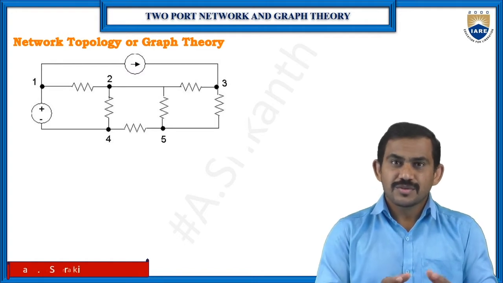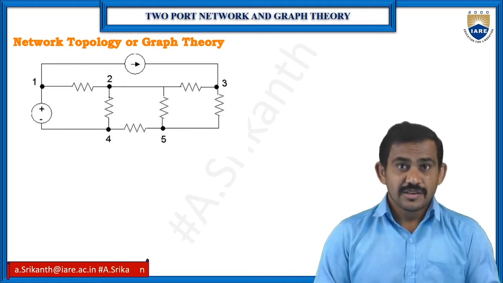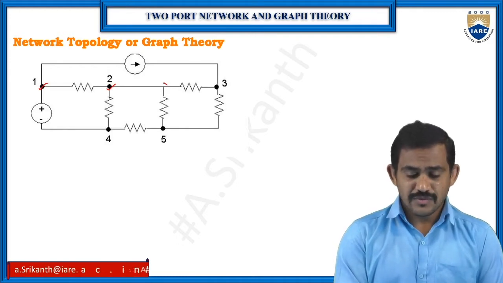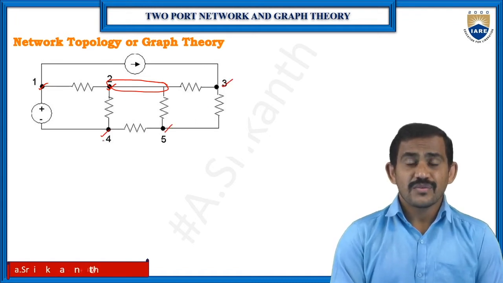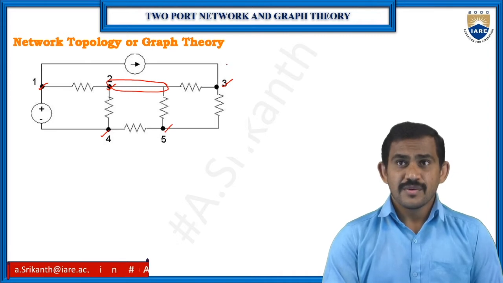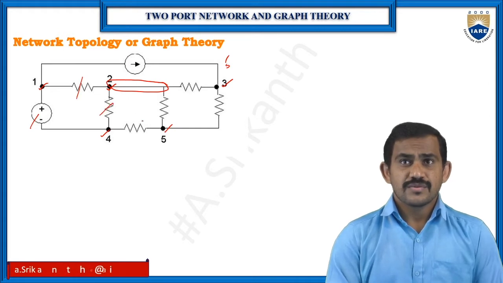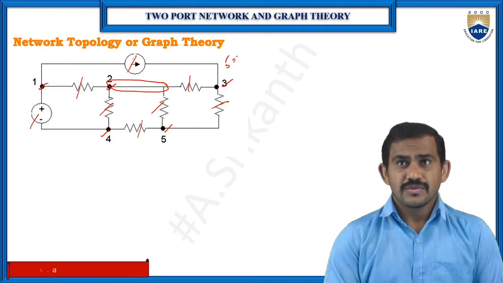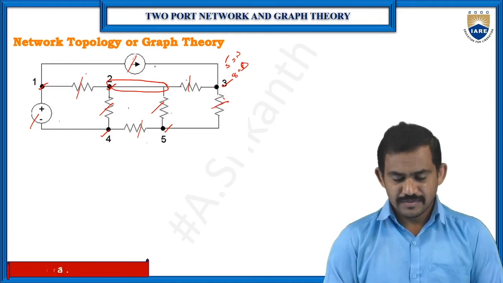Before drawing the circuit as a graph, we need to identify the number of nodes and the number of branches. For this circuit, these are node 1, node 2, 3, 4, 5. So we have 5 nodes. And branches: 1, 2, 3, 4, 5, 6, 7, 8. So nodes are 5 and branches are 8.